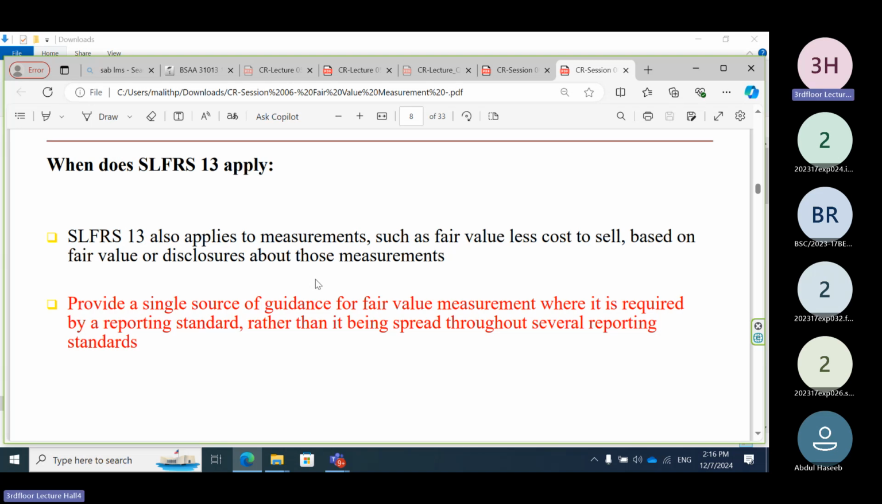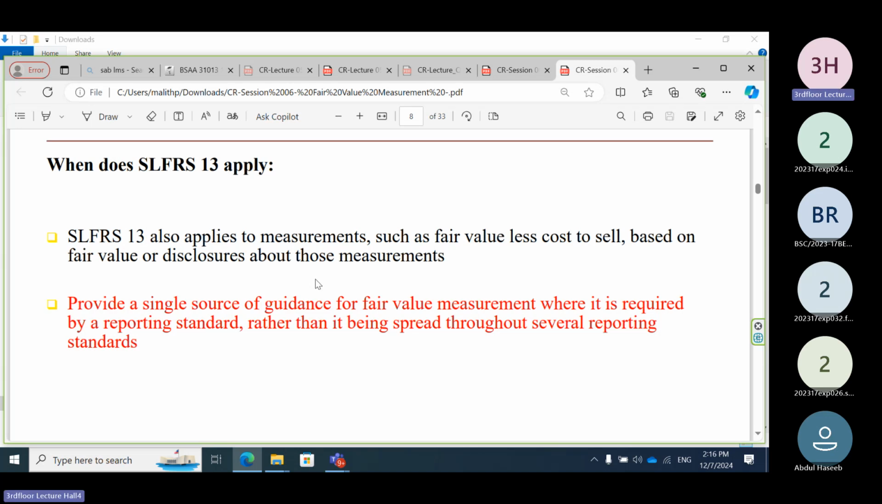So the red colored paragraph is important. It provides a single source of guidance for fair value measurement where it is required by a reporting standard, rather than it being spread through several reporting standards. That's why we have the fair value standard.